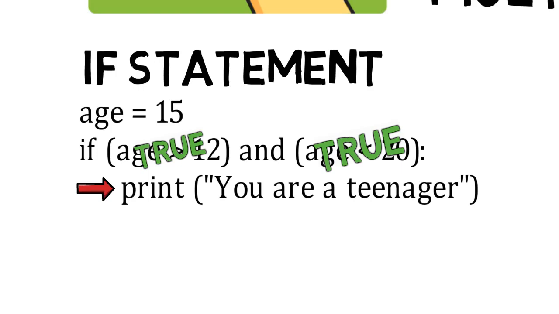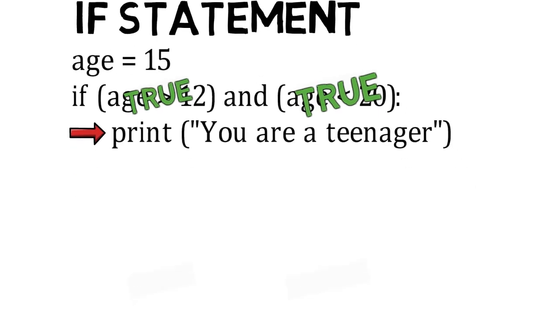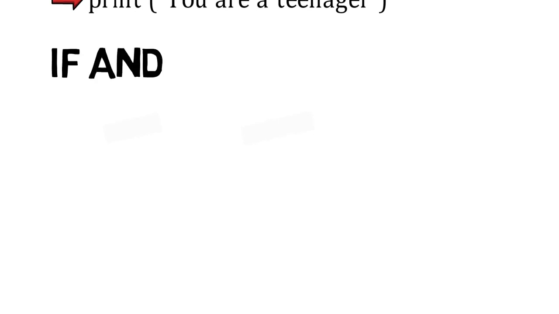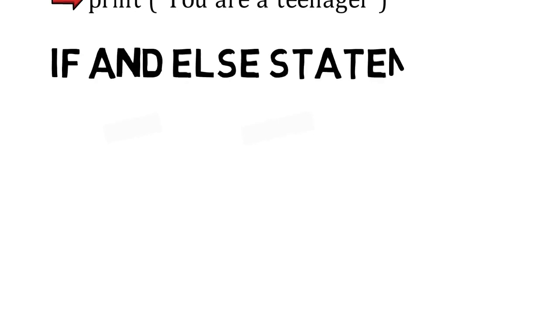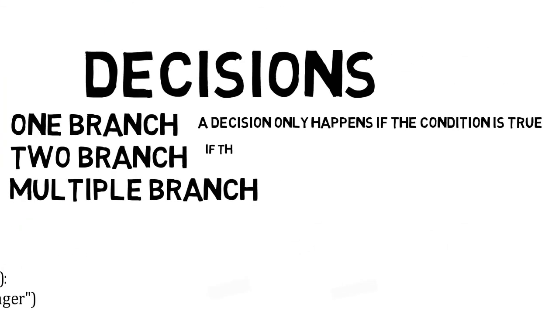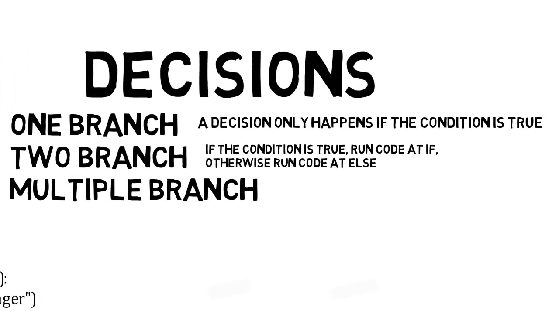If the conditional statement is true, which it is in this case, then it would print you are a teenager. If it returned false, then it would simply skip the indented lines and carry on with any more code that is after the indented lines. A two-branch command is going to use the same if statement, but it is also going to have another path called else. If the first path does not happen and return false, then it will automatically go to the else command, if there is one, and carry out the code that is put there.